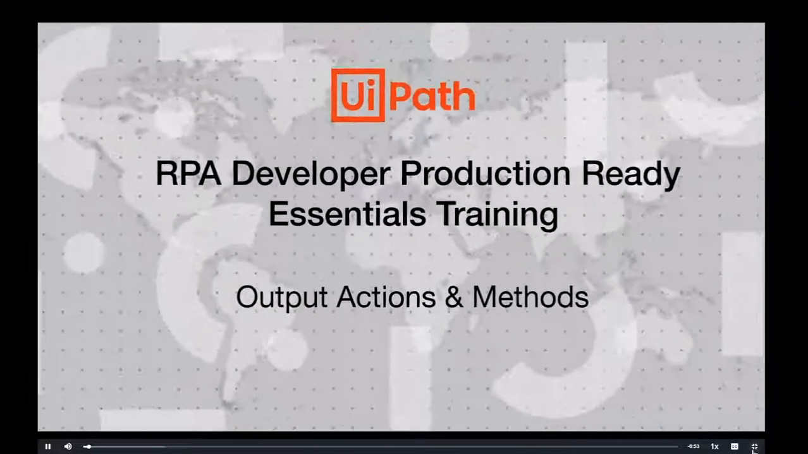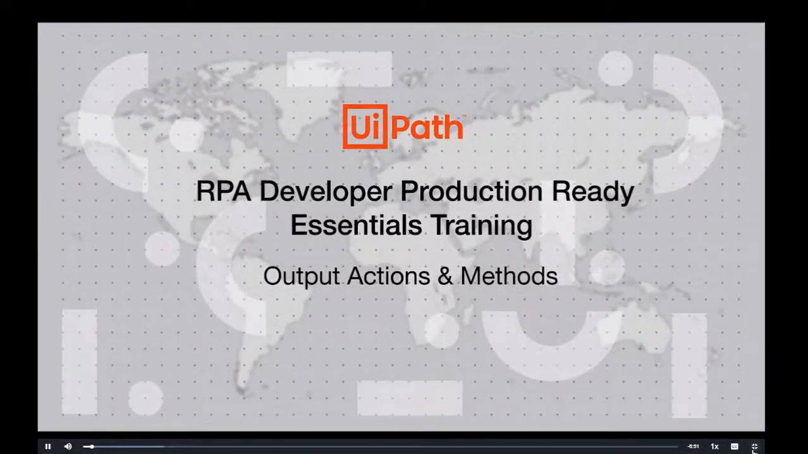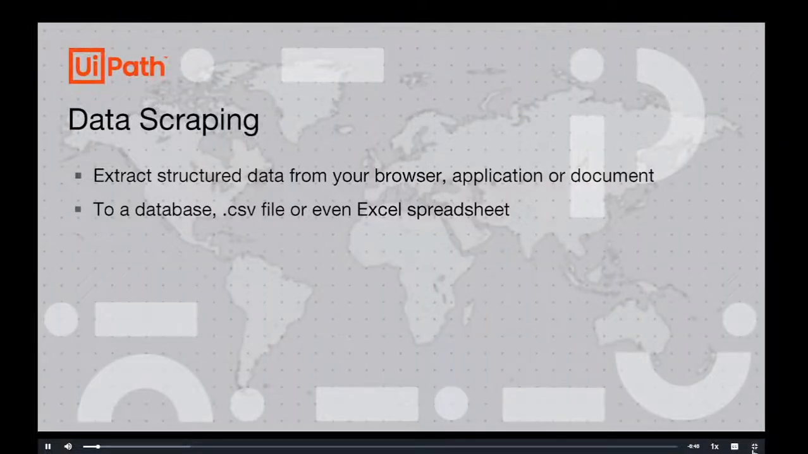Hello and welcome back to the RPA Developer Production Ready Essentials training. In this video, we'll take a closer look at data scraping. Data scraping is a functionality of UiPath Studio that enables you to extract structured data from your browser, application, or document to a database, .csv file, or even an Excel spreadsheet.